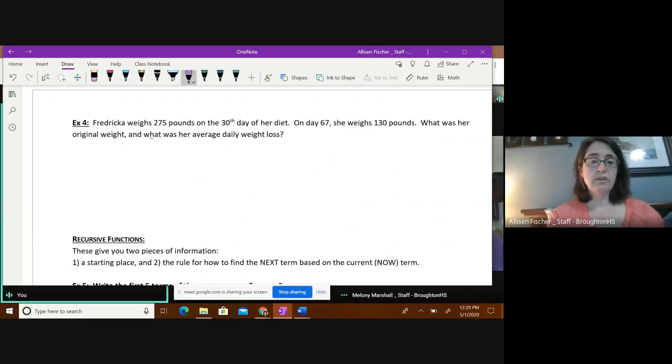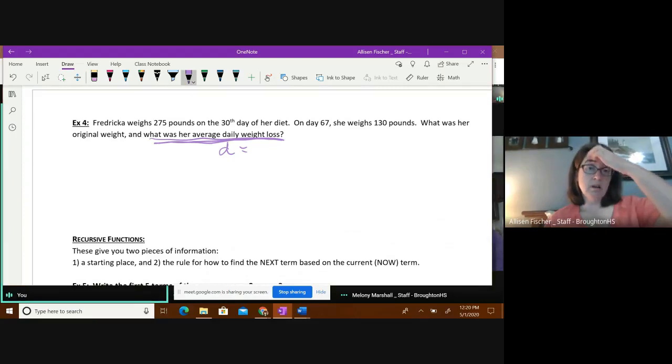We're going to figure out what Frederica did. For her average daily weight loss, that means we're trying to find out what D equals. Since it says average, we're figuring out a constant amount each time, so the common difference here would be the same. So we're going to start by finding that D value, the same way we did in example 3.